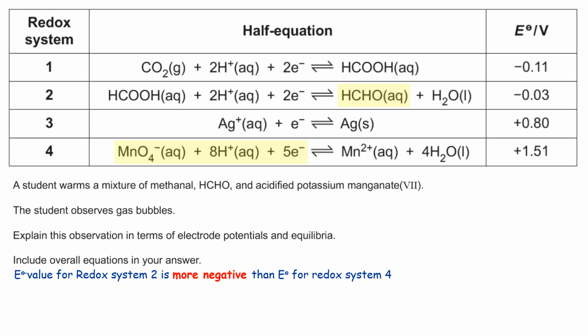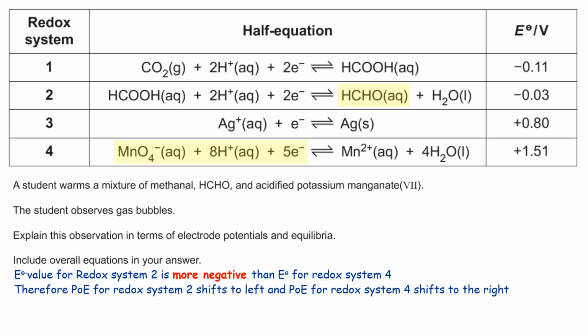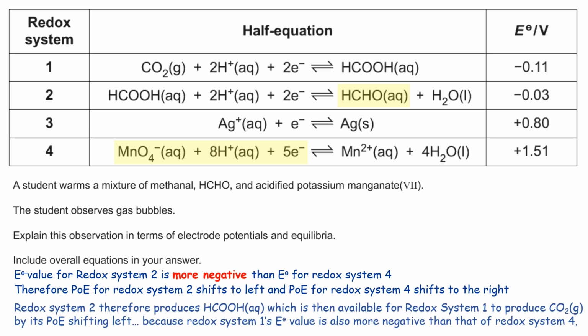So looking at the electropotential values, the electropotential value for redox system 2 at minus 0.03 volts is more negative than that for redox system 4 at plus 1.51. So therefore the position of equilibrium of redox system 2 will shift to the left and the position of equilibrium for redox system 4 will shift to the right. So redox system 2 in doing that will produce HCOOH, which then feeds into redox system 1.